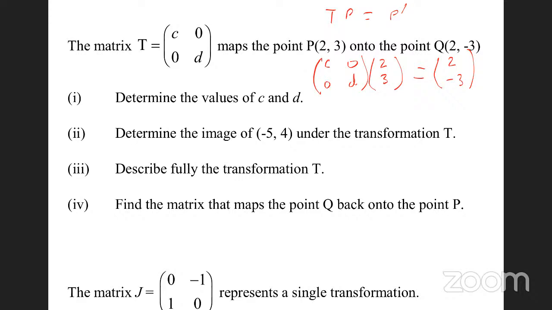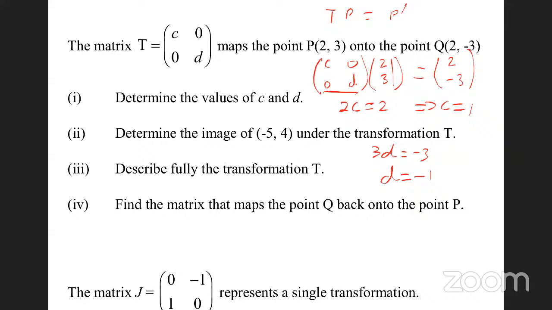Don't write it horizontally. Write it like a column matrix. So you'll end up with 2 times C equals 2, so C is 1. Then 0 times 2 is 0, and 3D is -3, so D is -1. That's okay? That's the next way to do it if you don't remember the actual matrix. But by exam time, you'll be so sharp, you'll just write down the answer. Easy maths. All right? Next one.